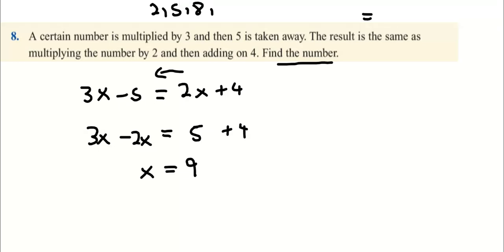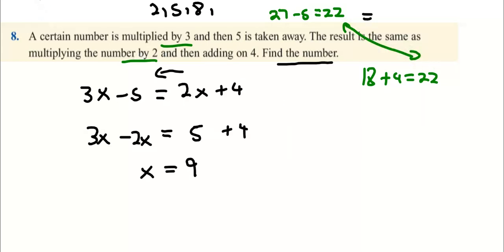If you wish to check your answer, you could do it this way. Multiply 9 by 3, you get 27. Take away 5, you get 22. Then multiply 9 by 2 to get 18. Then add on 4, and you also get 22. Both sides are equal to 22, therefore you know you have the correct answer.